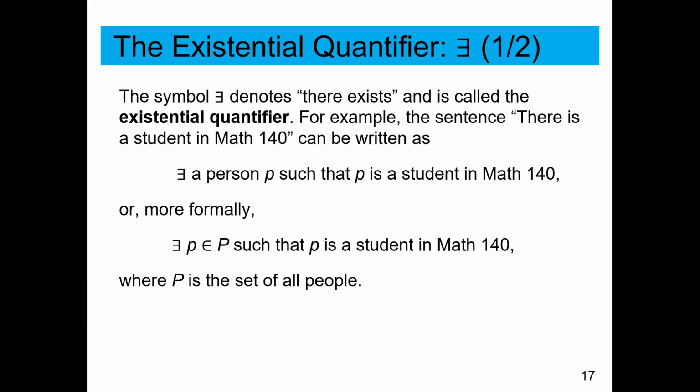So this symbol means there exists. How do you spell exists? With an E. How do you spell all? With an A. That's a way to kind of remember this. So it's a backwards E kind of symbol because it's existential.